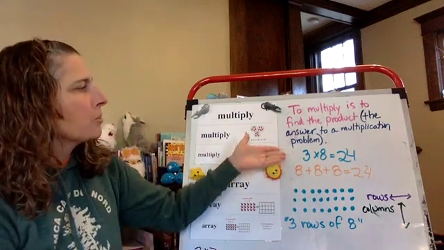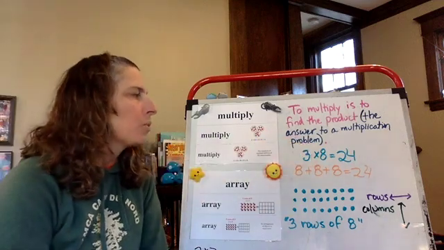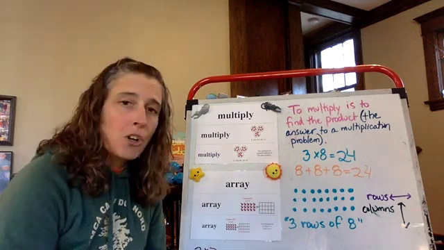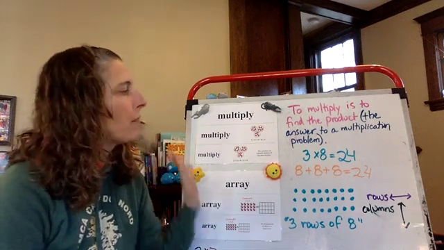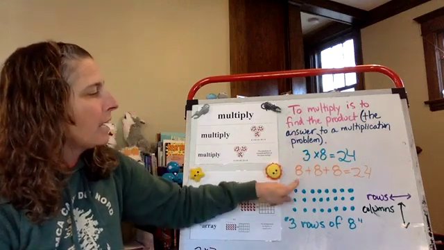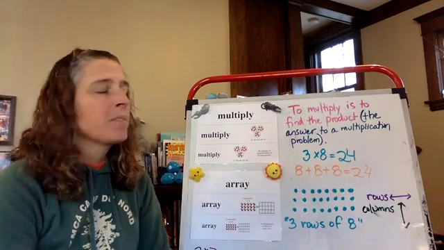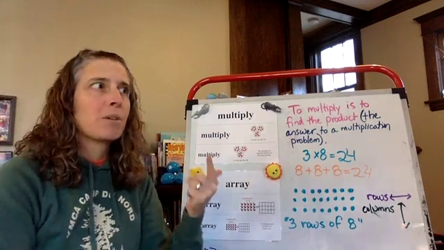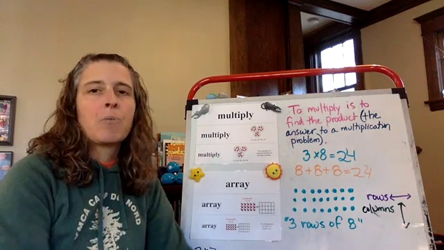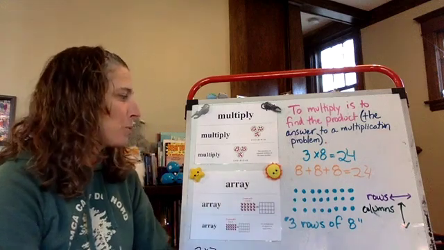So I had a multiplication problem right here, and it's 3 times 8 equals 24. One of the ways you could show this multiplication problem is by repeated groups of addition. I had 3 groups of 8, so 8 plus 8 plus 8 equals 24. I could also add 3 plus 3 plus 3 plus 3 plus 3 plus 3 plus 3 plus 3, which would be 8 groups of 3, which also equals 24.